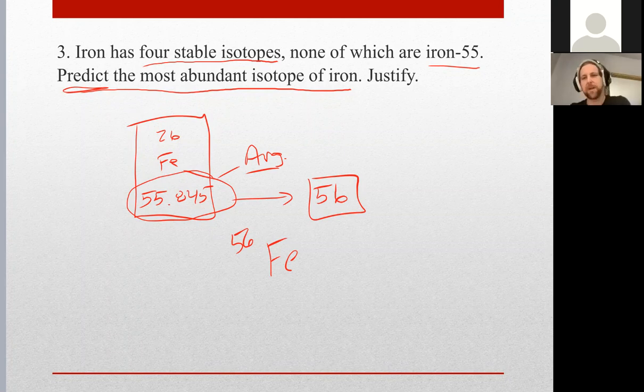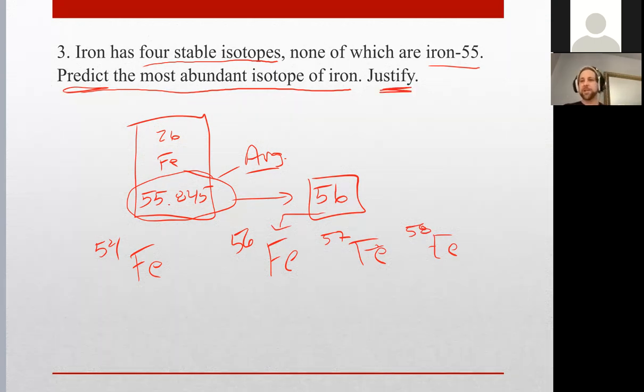When in fact, if you look up iron, 54, 56, 57, and 58 are common isotopes of iron. But we don't really even need to know that. We would just need to round this number to the closest integer and say that that isotope of iron is the most abundant. As far as the justification goes, we would just need to make sure to reference the molar mass from the periodic table and mention that by rounding that to the nearest whole number, we are able to predict the most abundant isotope.